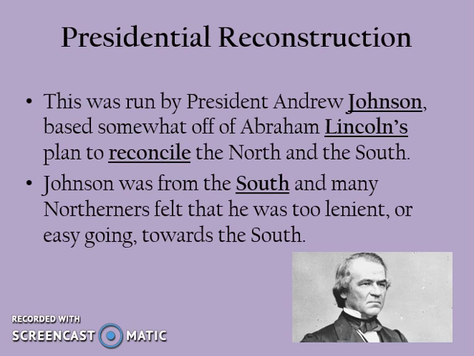Reconstruction started as Presidential Reconstruction. It was run by President Andrew Johnson, based somewhat off of Abraham Lincoln's plan to reconcile the North and the South. Remember, Lincoln was president when Lee's army had surrendered during the Civil War, but Lincoln was shot and killed, and Johnson took over. Now, Johnson was from the South, and many Northerners are going to feel that he's going to be too lenient or easygoing towards the South.